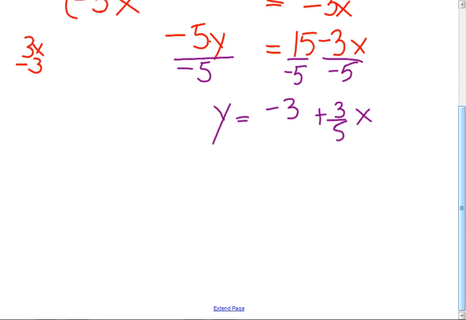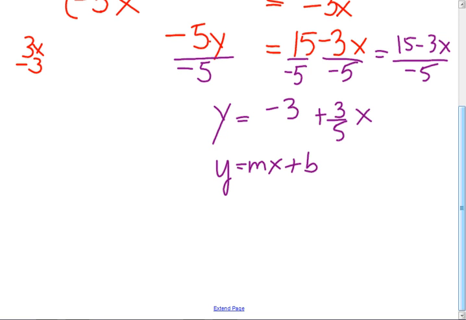There's no easy way to check unless you use the graphing calculator, and the graphing calculator will write it this way, 15 minus 3x over negative 5. That's the only problem. Now, why do I care about this? I care about this because it's a way to graph. Anybody remember what 3/5 is? Remember y equals mx plus b? Which is the slope, which is the intercept?